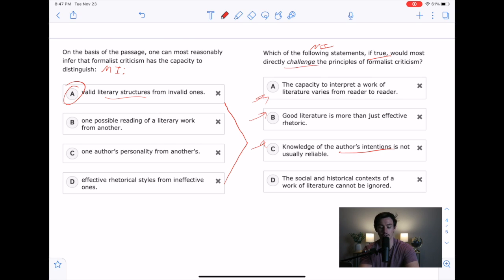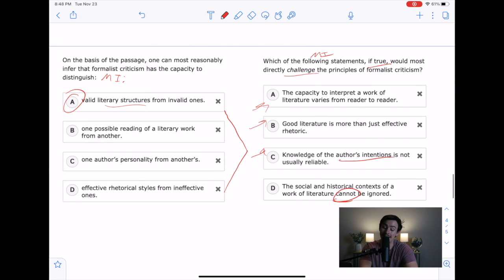And then D says the social or historical context of a work of literature cannot be ignored. Like something bad happens if you ignore this stuff. And so we are ignoring it. Formalist critics don't care about the social historical context. And so if it was true that you can't ignore it, well, that's bad for us, because we are ignoring it. But also that's going to really challenge the main idea. So answer choice D is going to be the correct answer.